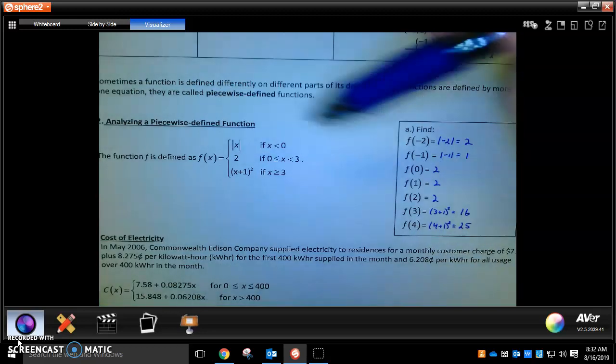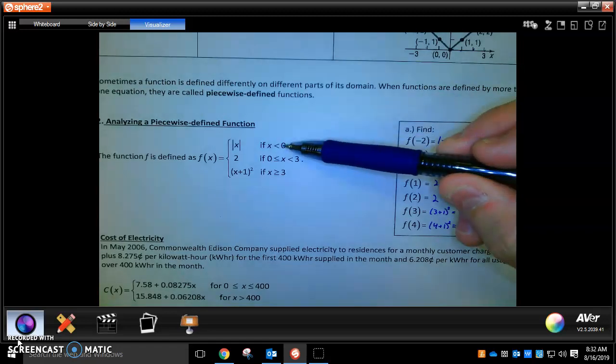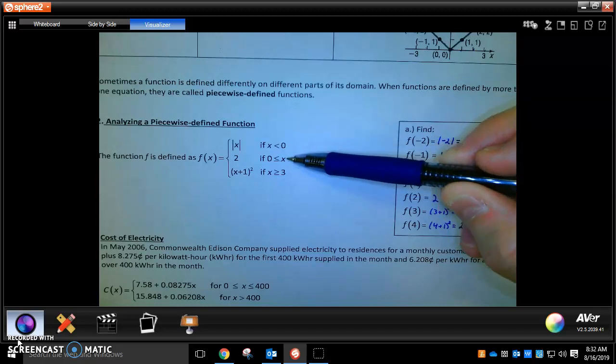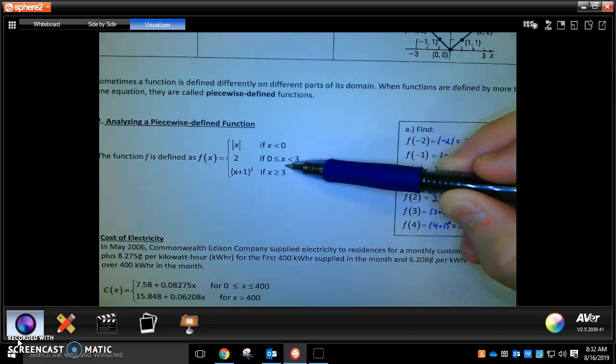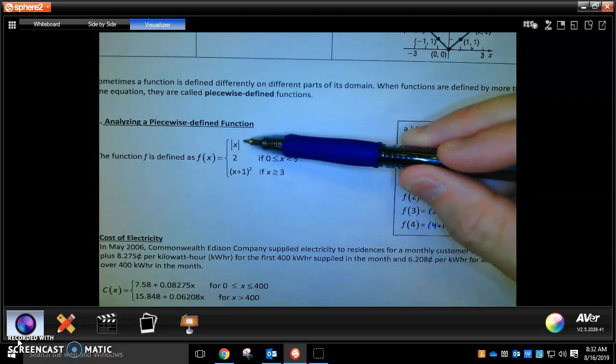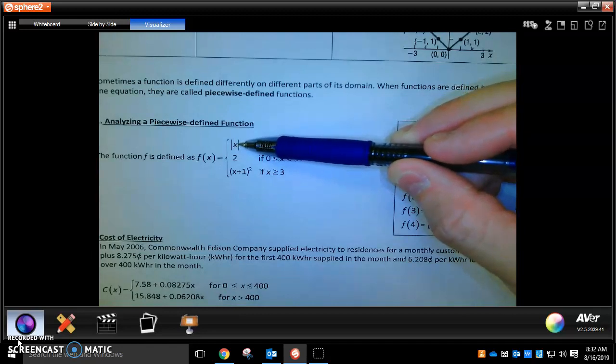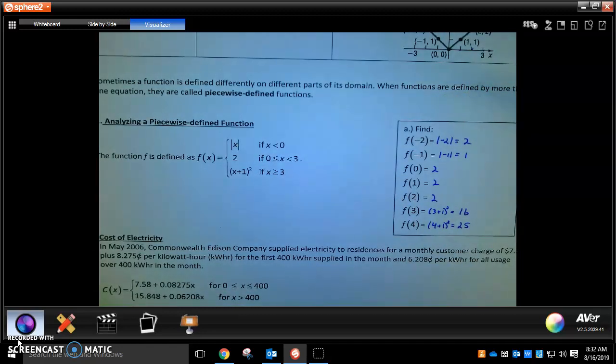So with piecewise functions, the only thing you do is I'm going to give you an x value, an input. You need to look at these intervals, choose which interval your x is in, and then that's the function you use. You ignore the other ones. This is the only one in play. If I give you a negative 2, this is the only thing you're looking at. Okay? So those are piecewise defined functions.